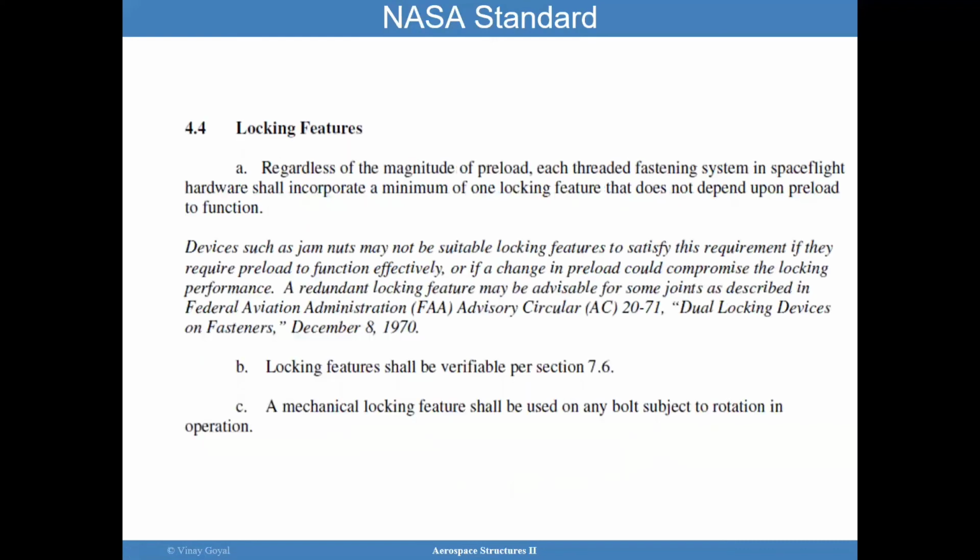Locking features need to be considered because in many cases in spaceflight hardware, we can have a situation where the threads or the nuts can come apart due to vibrations. So we typically want to add a minimum of one locking feature that does not depend upon the preload in order for the fastener to function.